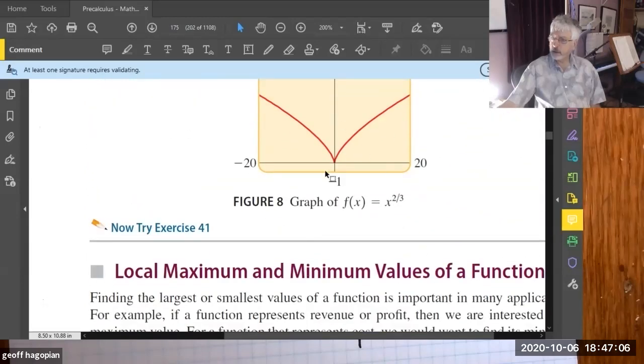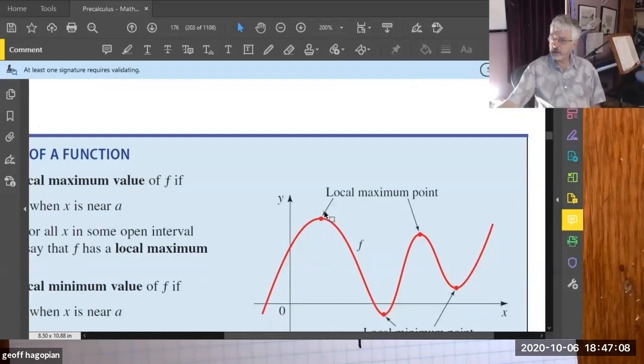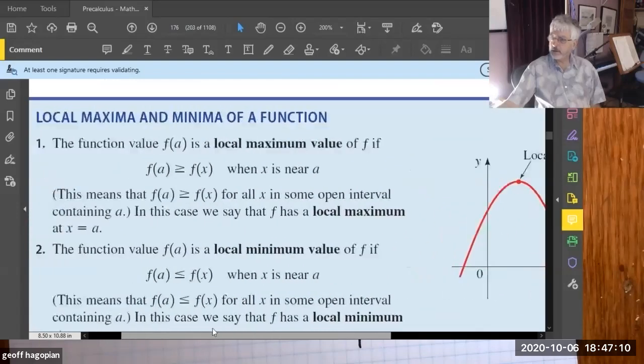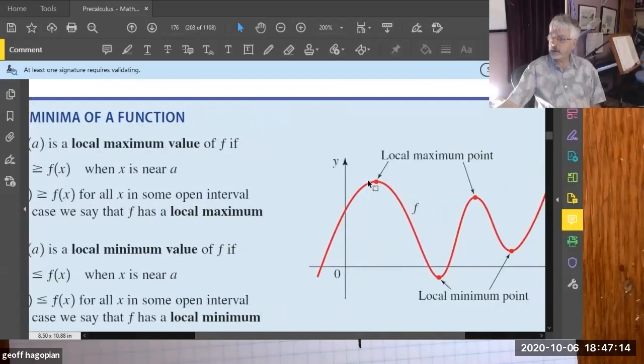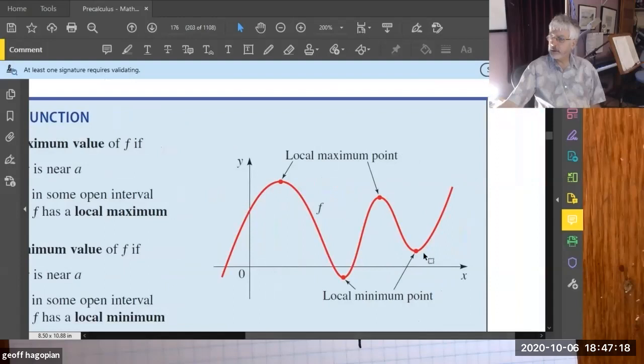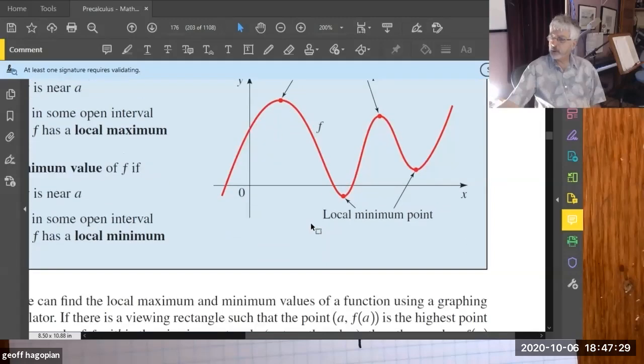Yeah, so they're showing how to use graphing technology here, which we have GeoGebra for, right? Local minimum and maximum, right? So here, these are local maxima, and these are local minima. If it's the lowest point in the neighborhood, then it's a local minimum. If it's the highest point in the neighborhood, then it's a local maximum.